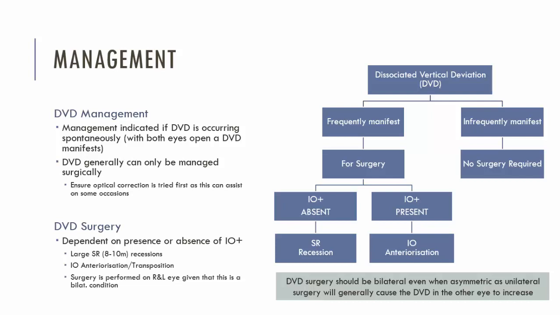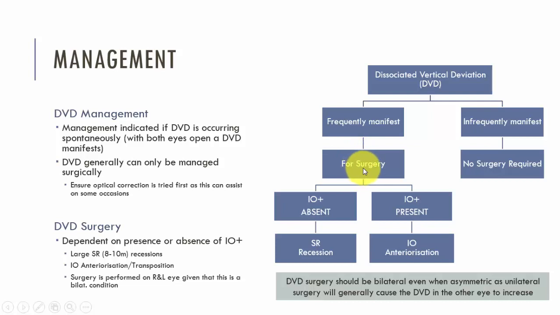In terms of what surgery do we perform, over to the right, I have a flow chart for considering what we need to do in terms of managing a patient with DVD. So we have a patient diagnosed with DVD, and either the DVD is frequently manifest or it's infrequently manifest, or it may not be manifest at all. In this instance, where it's infrequently or not becoming manifest, then no surgery is required. However, if we have a frequently manifest DVD and we have a cosmetic issue, then the patient requires surgery.